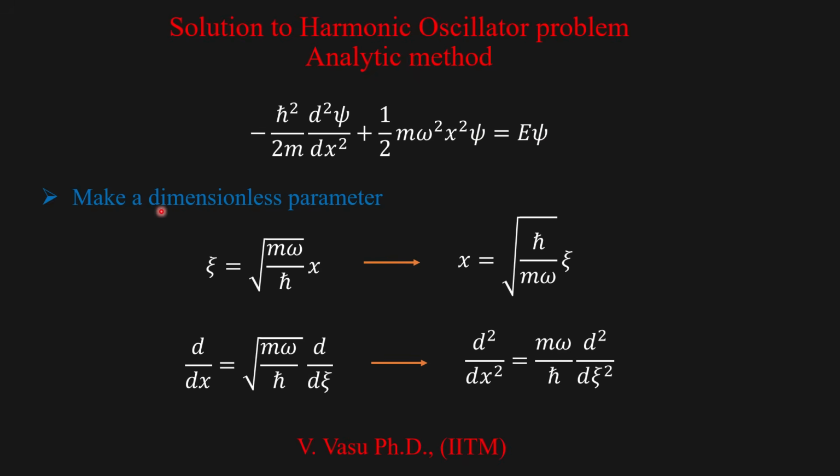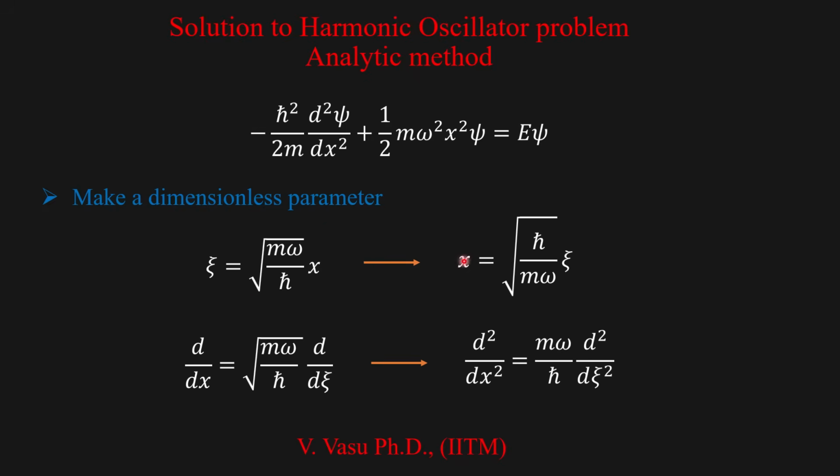Now I am going to make a dimensionless parameter. You know the importance of a dimensionless parameter. It is easy to operate, and we can also expand using it in power series. So z is equal to square root of m omega over h cross times x. The square root term has the unit of 1 over length, and x has the unit of length, so naturally this is dimensionless.